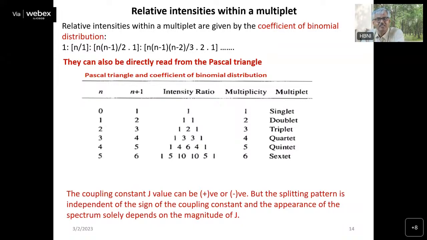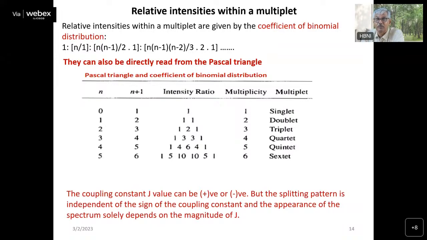The most important thing is that these coupling constant values can be positive or negative. So far I have not told anything about their sign. I have already told that yes, they can be positive or negative. But irrespective of whether they are positive or negative, the splitting pattern is independent of the sign of the coupling constant, and the appearance of the spectrum solely depends on the magnitude of J.